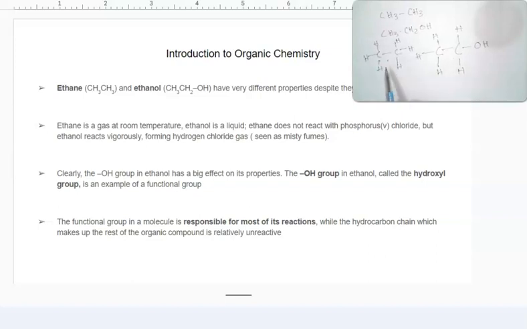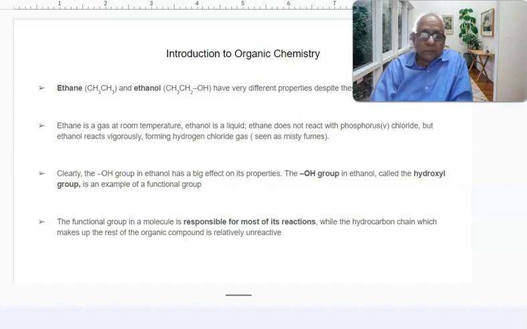Ethane is a gas, ethanol is a liquid at room temperature. Ethane doesn't react with phosphorus pentachloride. Ethanol does react with phosphorus pentachloride, giving hydrogen chloride gas. The functional group in ethanol is the OH group, which we call the hydroxyl group.